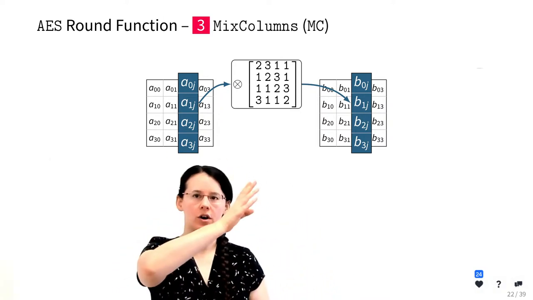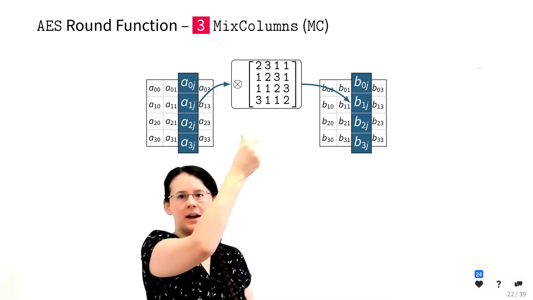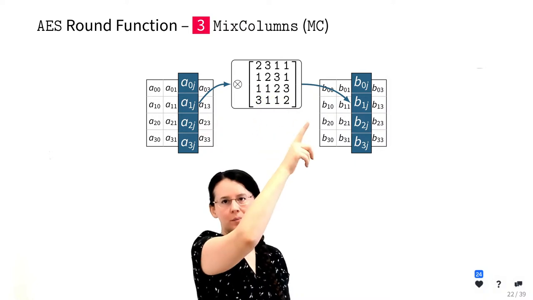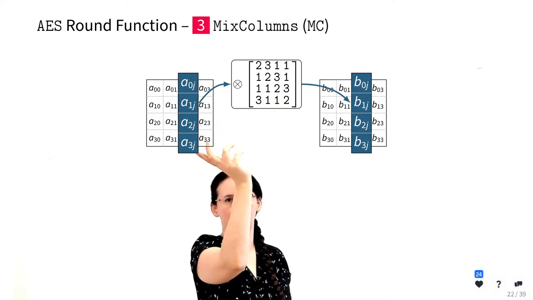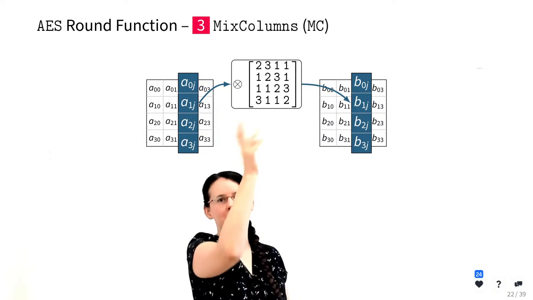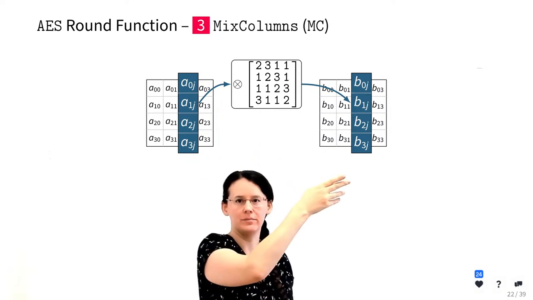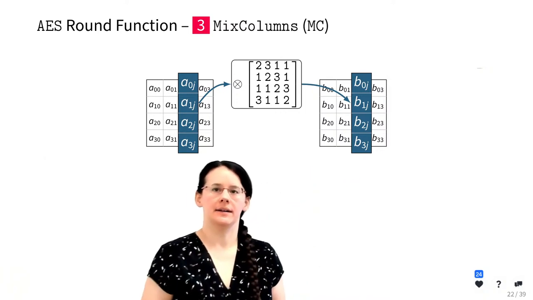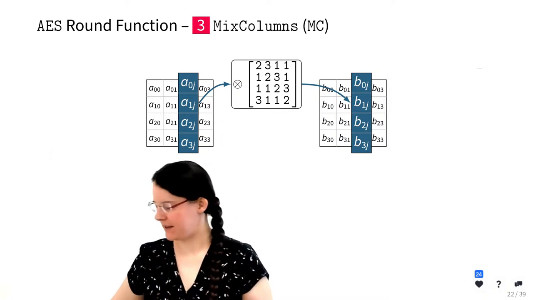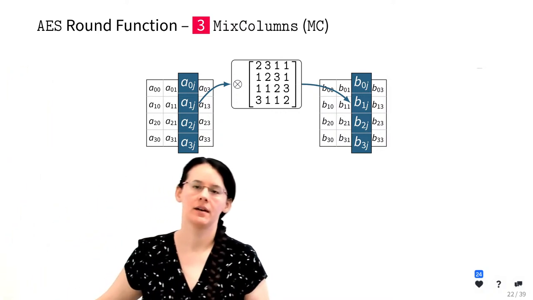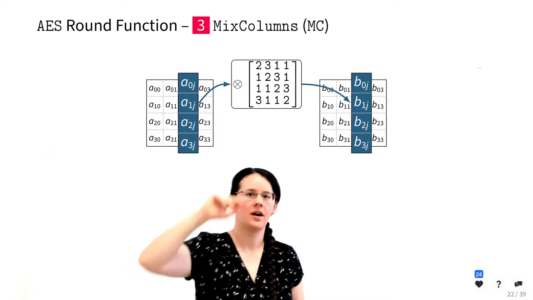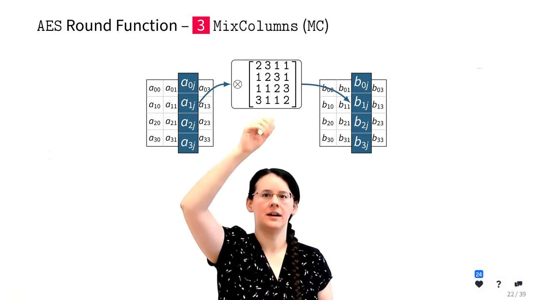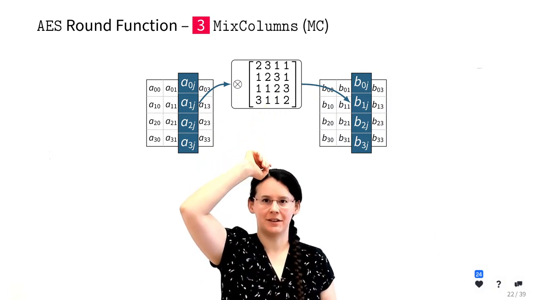So for each of the four columns, it takes the column, applies a linear function, which is written as a 4x4 matrix, and it's multiplied to the column. If you multiply a matrix to a column vector, you get another column vector, and this is the output of the function. So this step is actually a bit more complicated than it sounds here, because these multiplications of multiplying the bytes with the bytes here do not actually happen in the way you expect it.